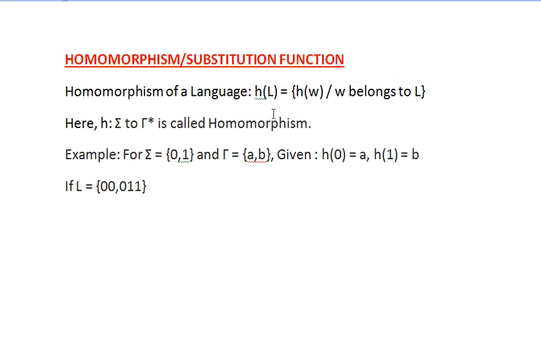How do we do that? We will take an example and then understand. As I have told you, H of L is represented by H of W. H of W is the homomorphic image, where W belongs to L. So this W must belong to L. Just think of an image right now. It is also defined in this format: H is defined from the input alphabet sigma to gamma to the power star. This gamma to the power star is nothing but the homomorphic image, or the elements with which we have to replace. This is also known as a homomorphism.